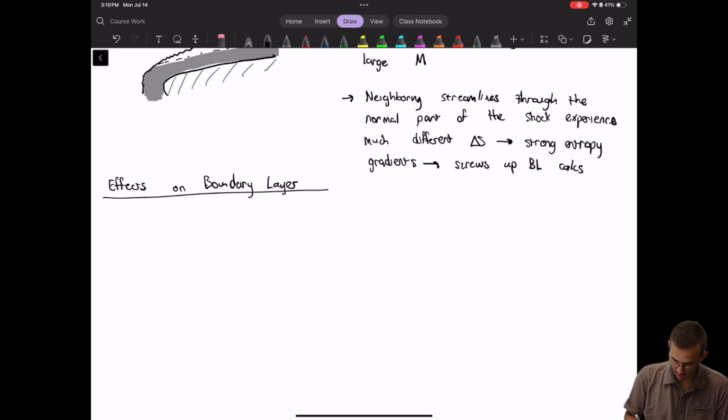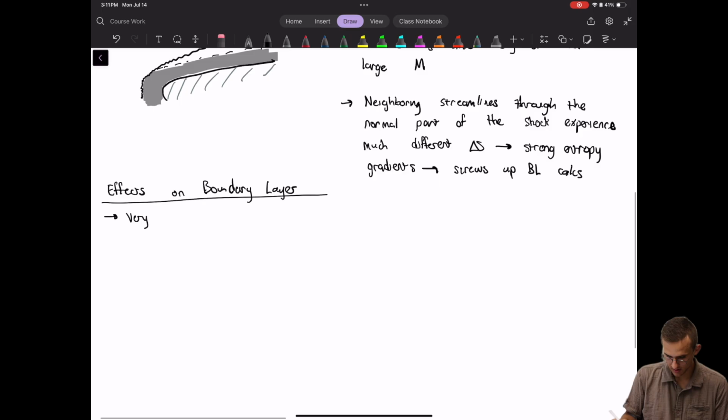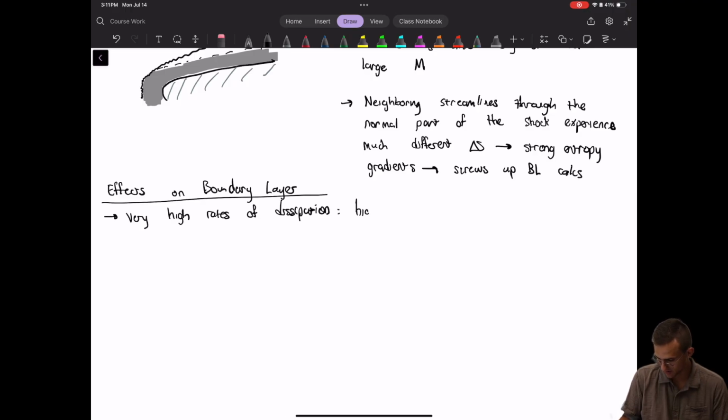Because we have these extreme high rates of dissipation from the strong entropy generation happening, so very high rates of dissipation, you end up with very high temperatures. That's exemplified by the re-entry scenario, where the temperature is so high that you're actually producing a plasma.